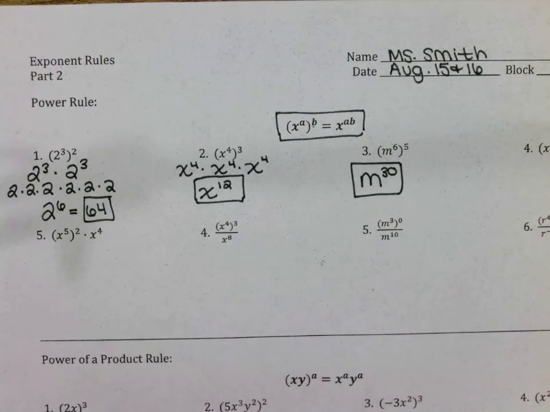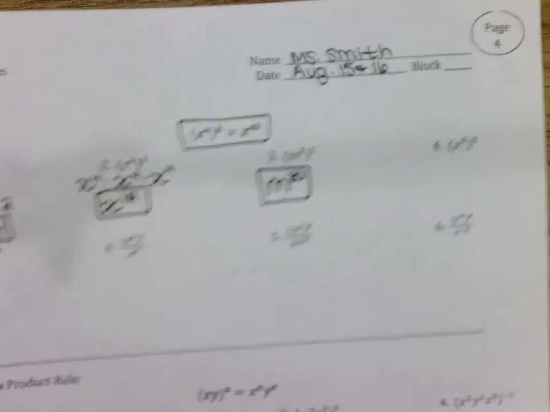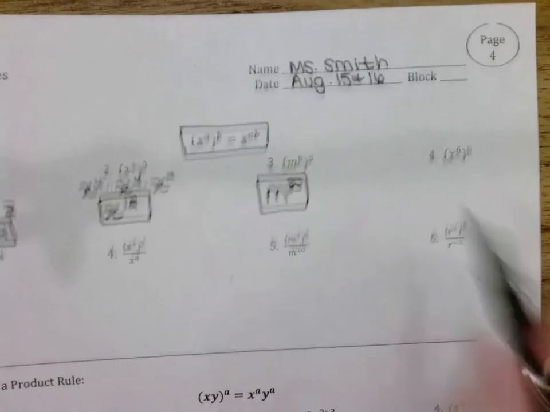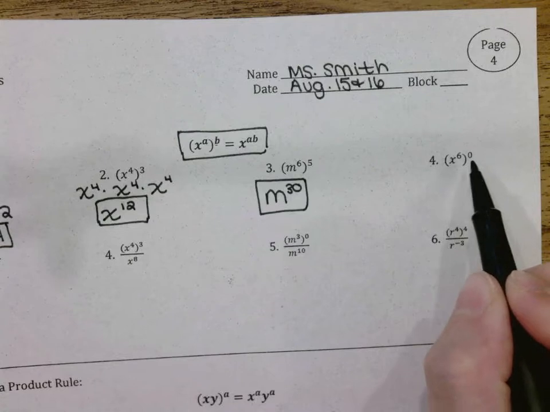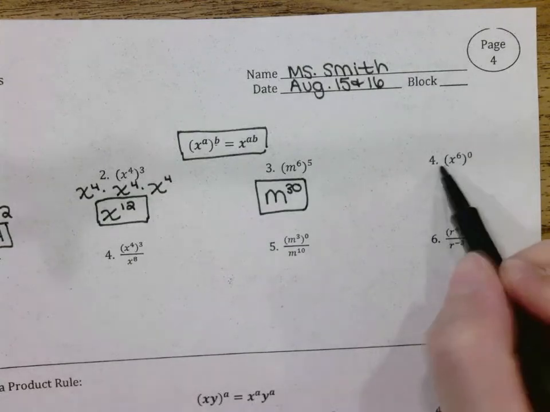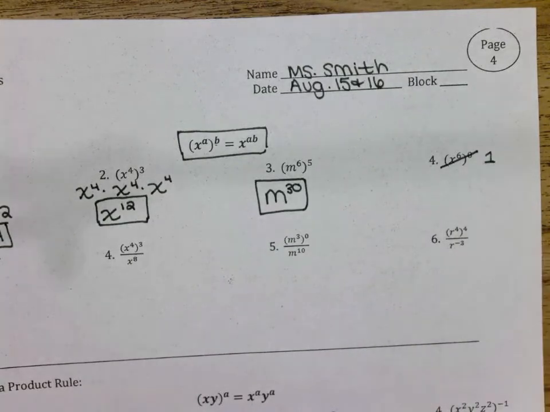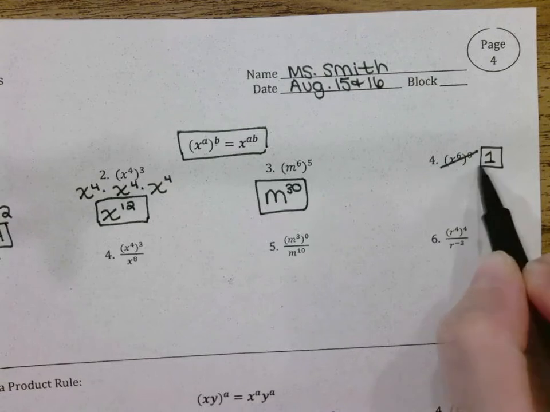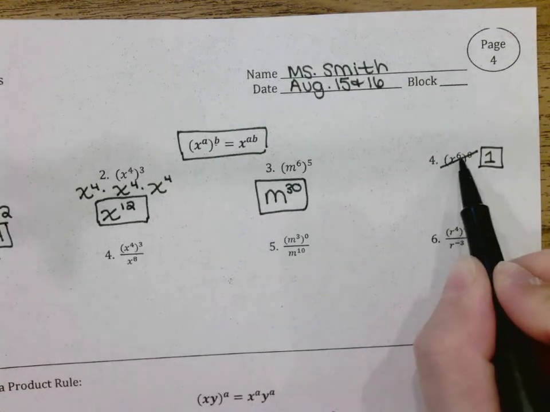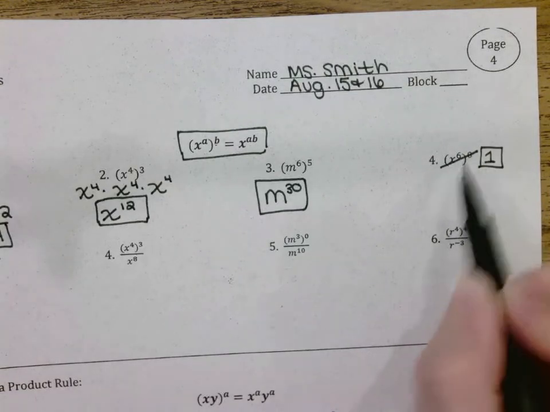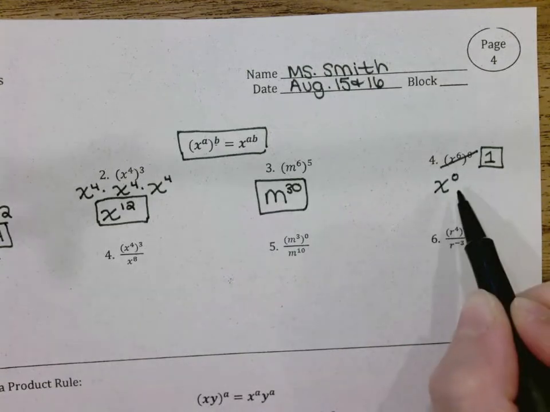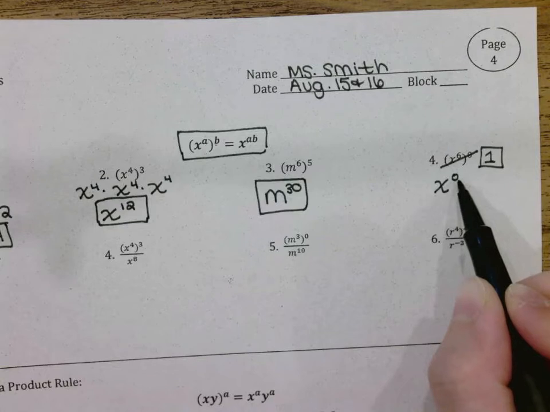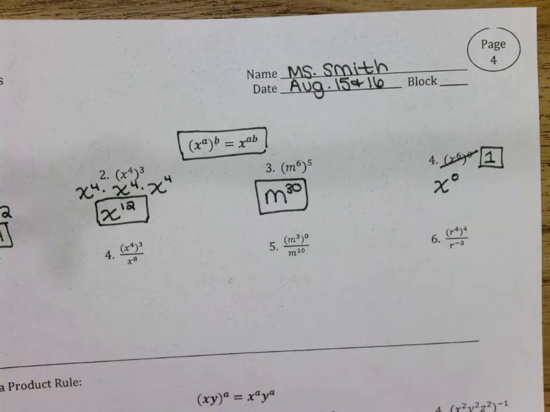Okay. For 4, well, for this one, it's x to the 6th raised to the 0 power. I know anything to the 0 power, that's just equal to 1, right? But let's say you didn't know that. We could still use the power rule, which says we multiply these exponents. So 6 times 0 gets us 0. And then hopefully at this point you would say, okay, anything to the 0 power, that's just going to give me 1.